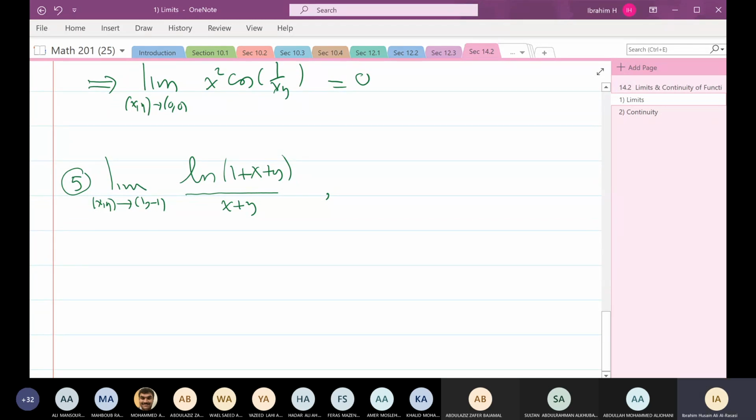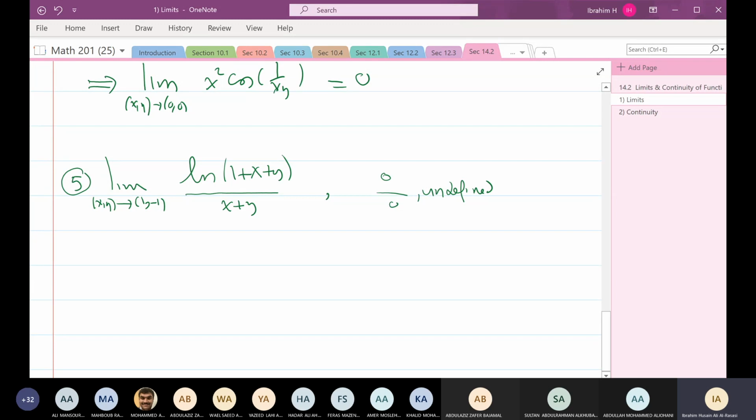Again, you substitute (x,y) approaches (1,-1), so x approaches 1, y approaches minus 1. When you substitute, 1 plus 1 minus 1 is 1, then ln 1 is 0, over 1 minus 1, 0. Which is undefined. You get 0 over 0, which is undefined. I have to use the methods of Math 101. Can I factorize? No. Can I multiply by the conjugate? No, because there are no roots.